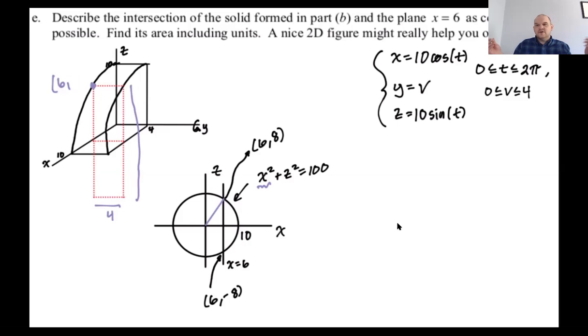What is it? Oh, y is 0. What the heck? 6, 0. That was embarrassing. Let's not talk about that. 6, 0, 8. This point way down here is the point 6, 0, negative 8.